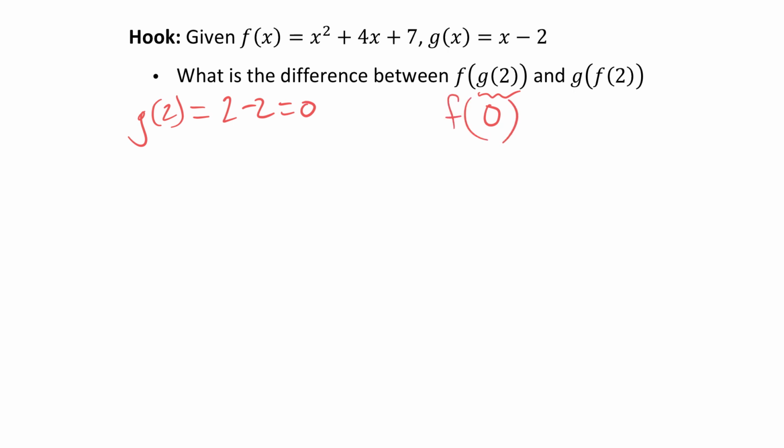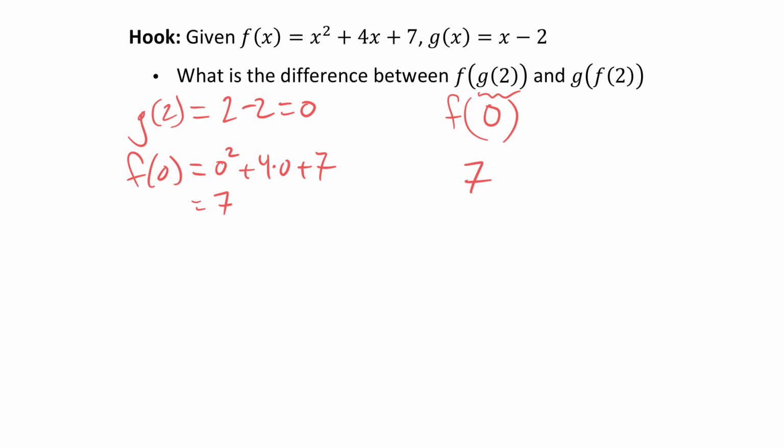That means this inside portion is the value 0. Well, now that we've dealt with that, I think we can find f of 0. F of 0 equals 0 squared plus 4 times 0 plus 7. 0 squared is 0, 4 times 0 is 0, plus 7, so our final answer here would be 7. All right, so f of g of 2 would be the number 7.